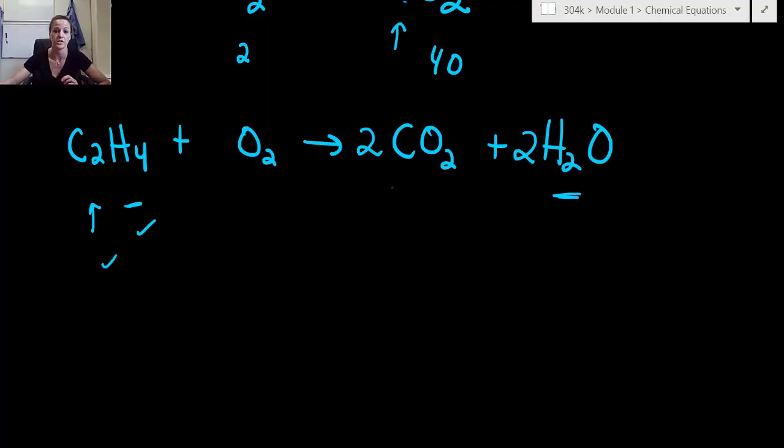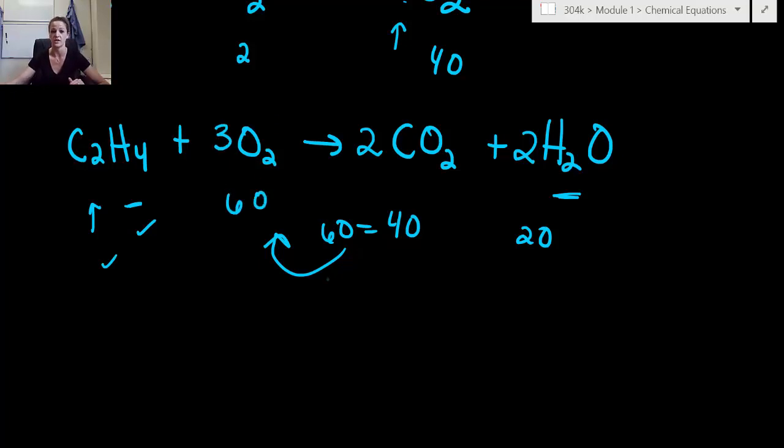Now I need to balance my oxygens. So now I have 2 times 2, I have 4 oxygens here. I have 2 times 1, so I have 2 oxygens here. So 4 plus 2 gives me a total of 6 oxygens that I need to have on the left side. I have 2 on this side. I know that if I multiply 2 times 3, I will end up with a total of 6 oxygen. So now we have this absolutely beautiful, gorgeous combustion reaction.